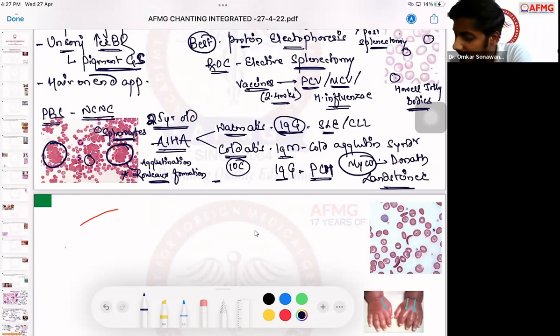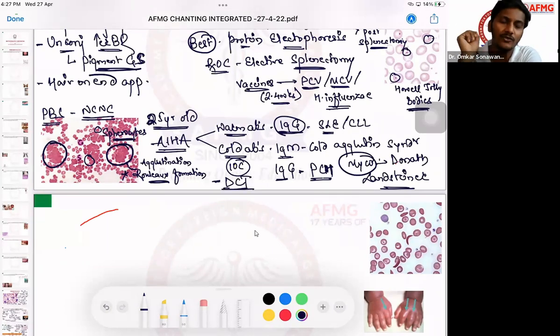Very good. It is the direct Coombs test. Please remember, it is the direct Coombs test, which is the investigation of choice for autoimmune hemolytic anemia. Indirect Coombs test is done in RH incompatibility.